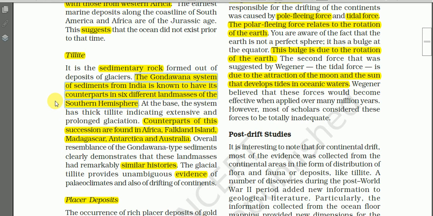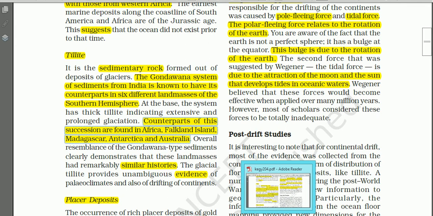The Gondwana system of sediments from India is known to have its counterpart in the six different landmasses of the southern hemisphere. The counterparts of this succession are found in Africa, Falkland Island, Madagascar, Antarctica, and Australia. Let me repeat: the Gondwana system of sediments from India has its counterpart, meaning found, in the six different landmasses in the southern hemisphere.